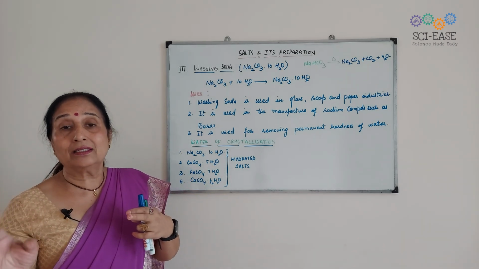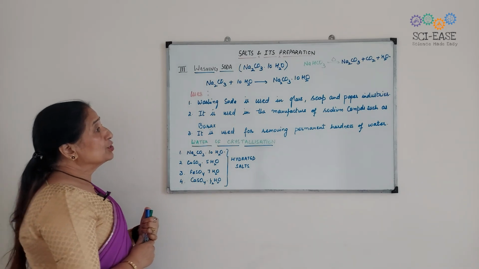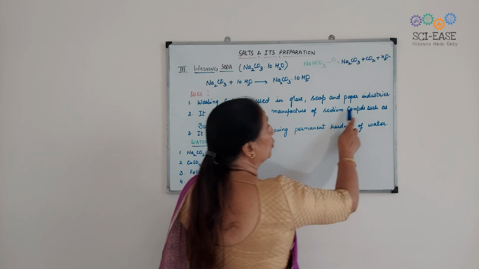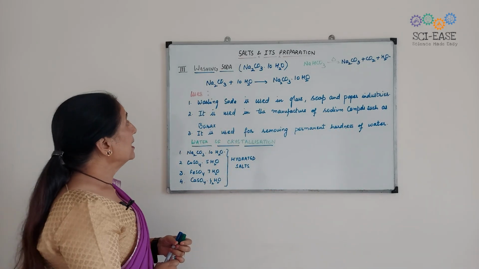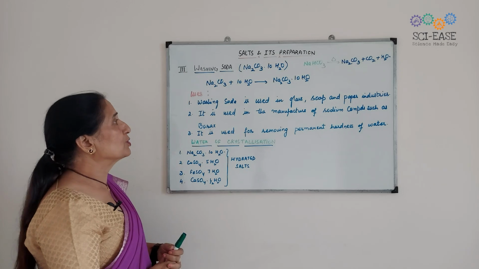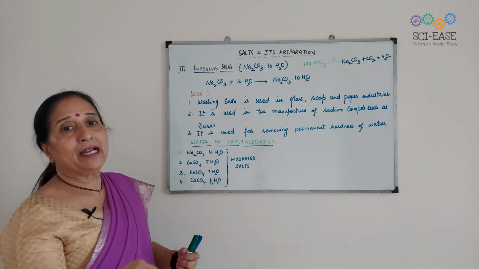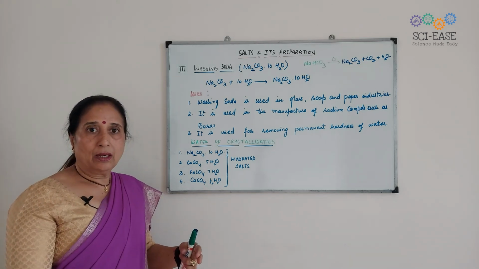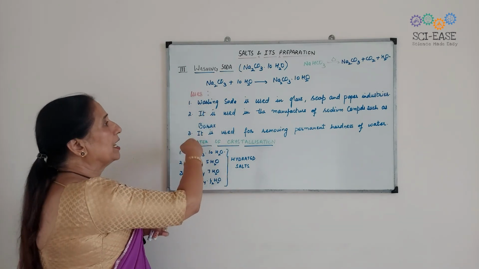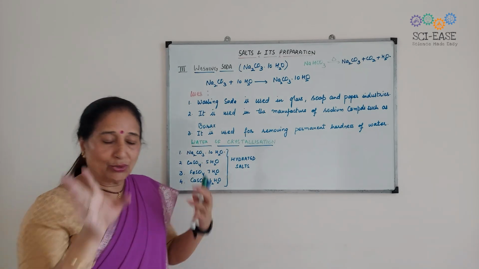This is again another use of washing soda. It is used in the manufacture of sodium compounds such as borax. And the third one is, washing soda is used in glass, soap and paper industries. You are to remember 2 uses only. I have written 3. Out of these 3, you are to remember only the 2.